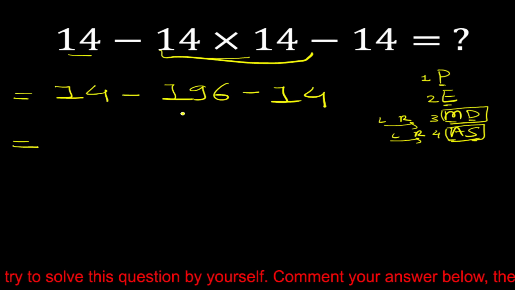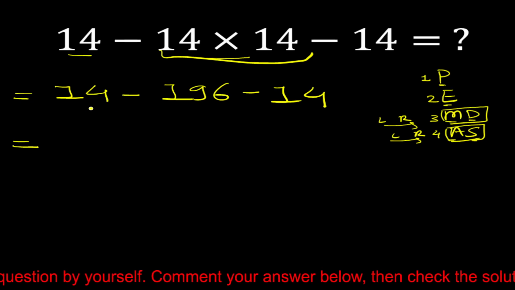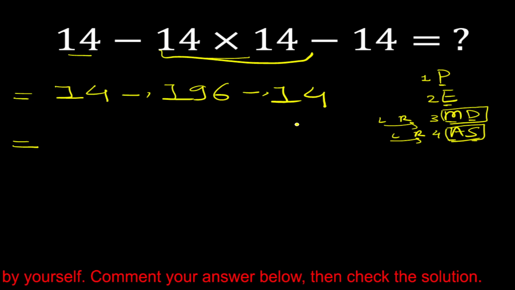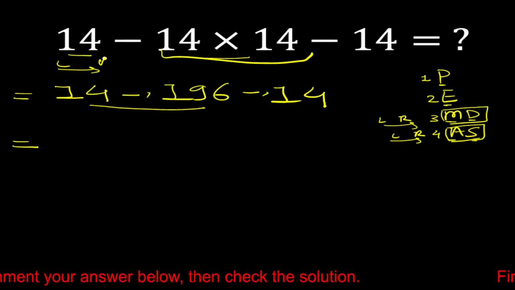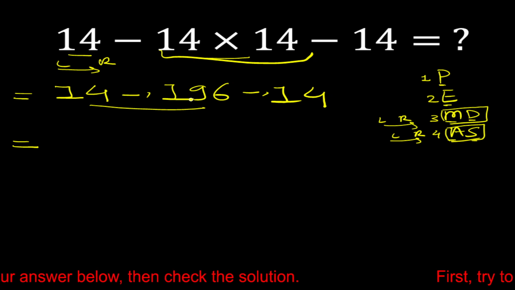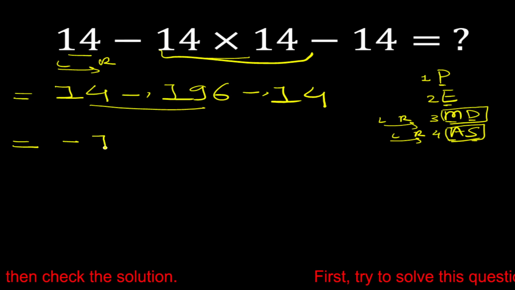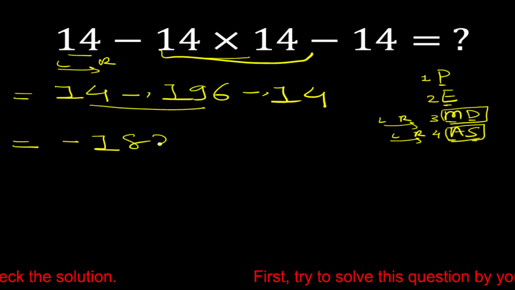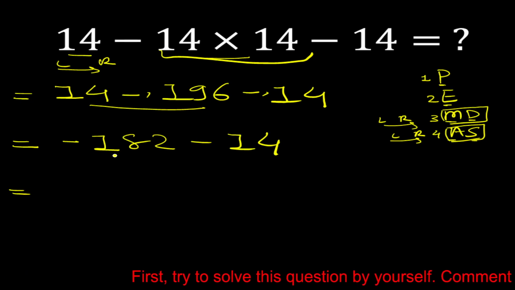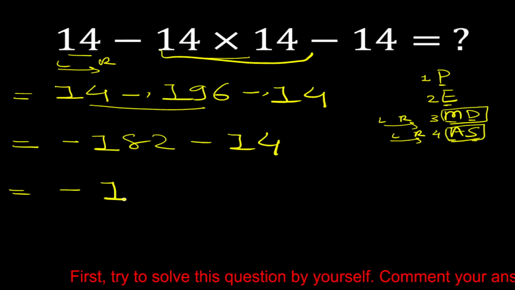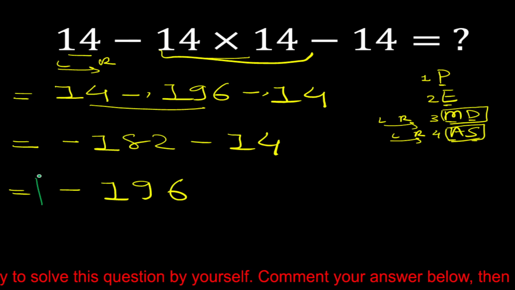Now 196, 14 minus, here is a subtraction and here also is subtraction. So first priority is this subtraction because we have to solve it from left to right, okay? Both have equal priority. So 14 minus 196 is equal to minus 182 minus 14, okay? Now minus 182 minus 14 is equal to minus 196, okay? So the correct answer is minus 196.